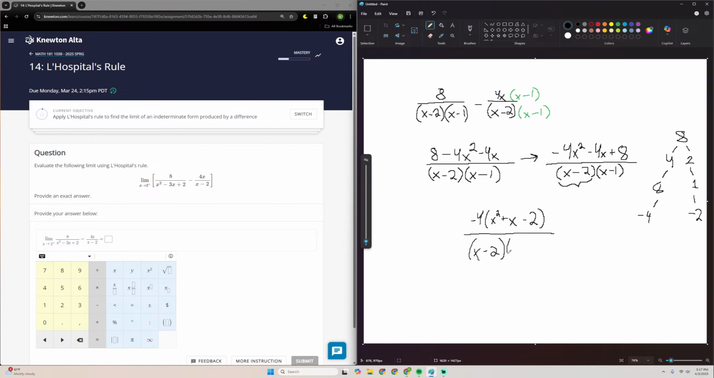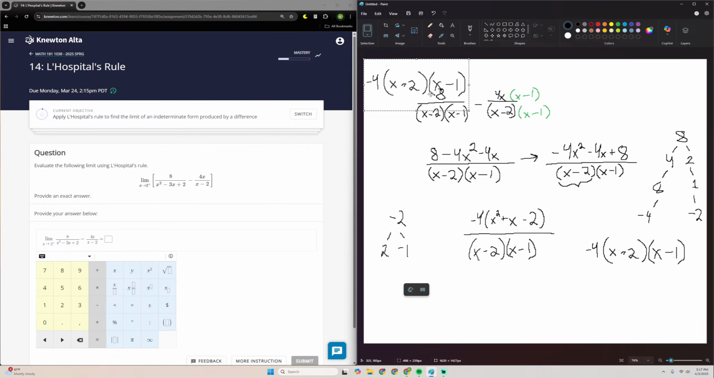X take away 2, x take away 1. And now we need to expand this out again. This equals x. That x. What makes -2? That is 2 and then 1, -1. And you also have to add to make negative +1. So that's it, actually. +2, -1. And then that equals -4.